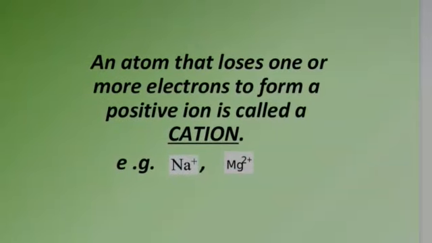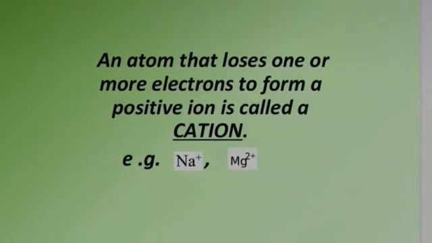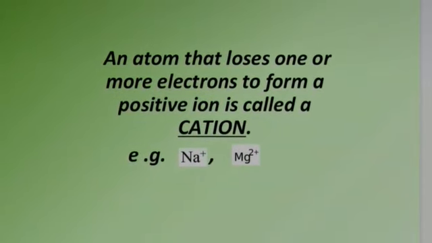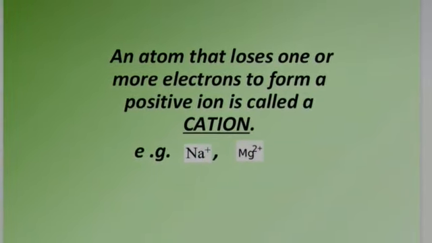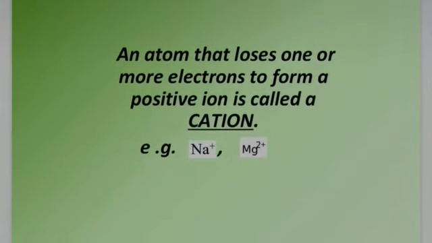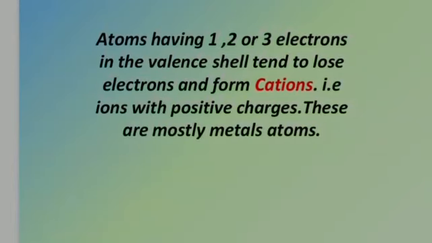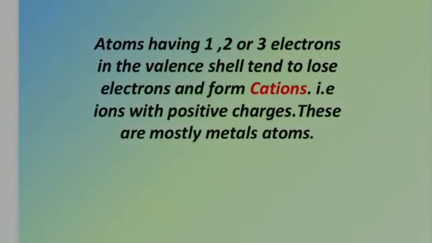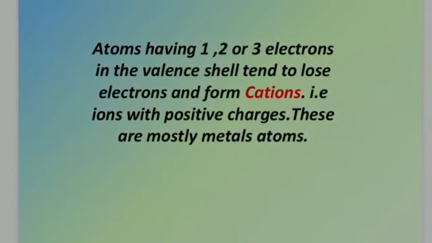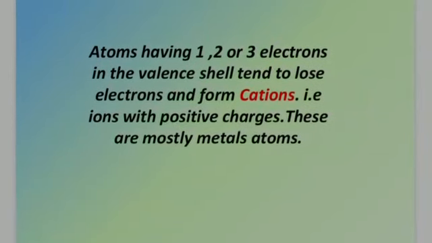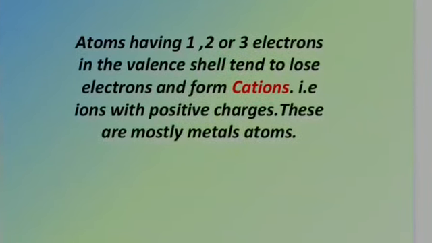An atom that loses one or more electrons to form a positive ion is called a cation. Example, sodium and magnesium ions. Atoms having 1, 2 or 3 electrons in their valence shell tend to lose electrons and form cations. These are mostly metal atoms.